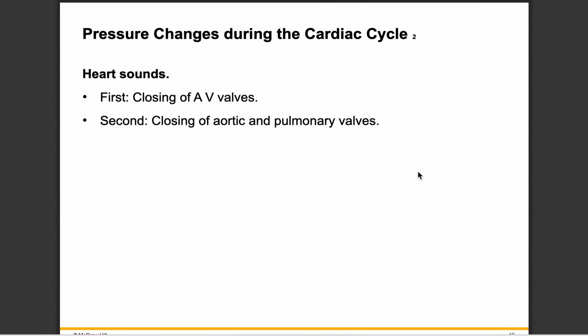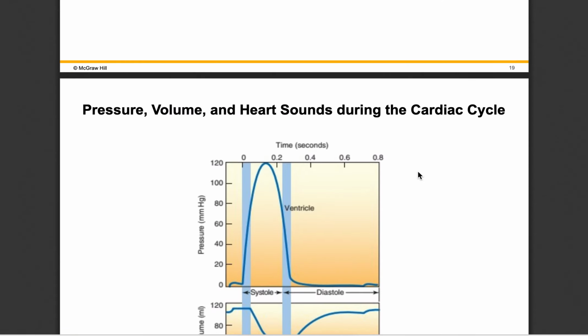The first sound you would hear, that first lub sound, is the closing of the atrioventricular valves, so closing of the ventricles as the heart starts to contract. And the second one is the closing of the aortic valves when they snap back shut when the heart's no longer pushing blood throughout your body.